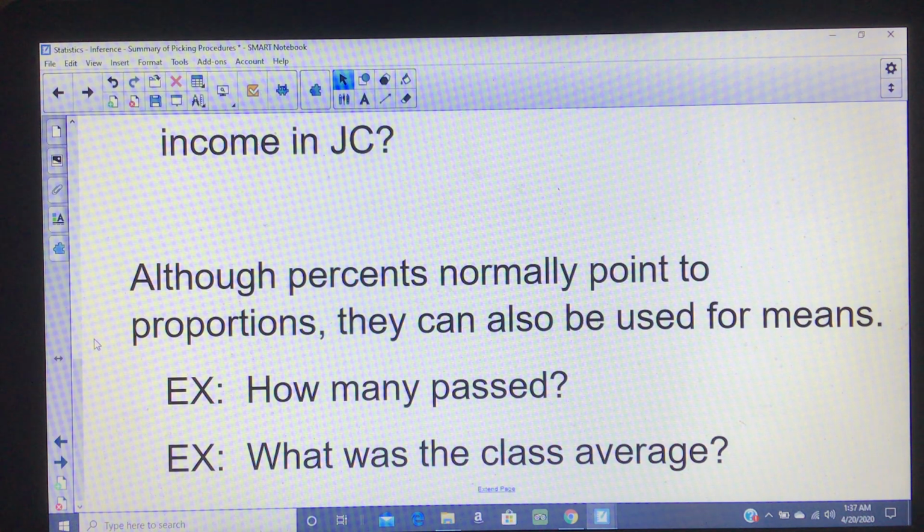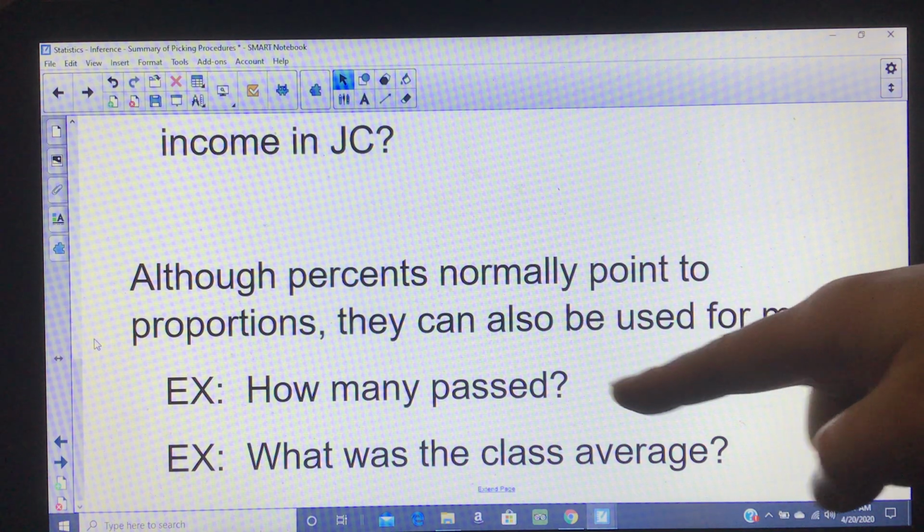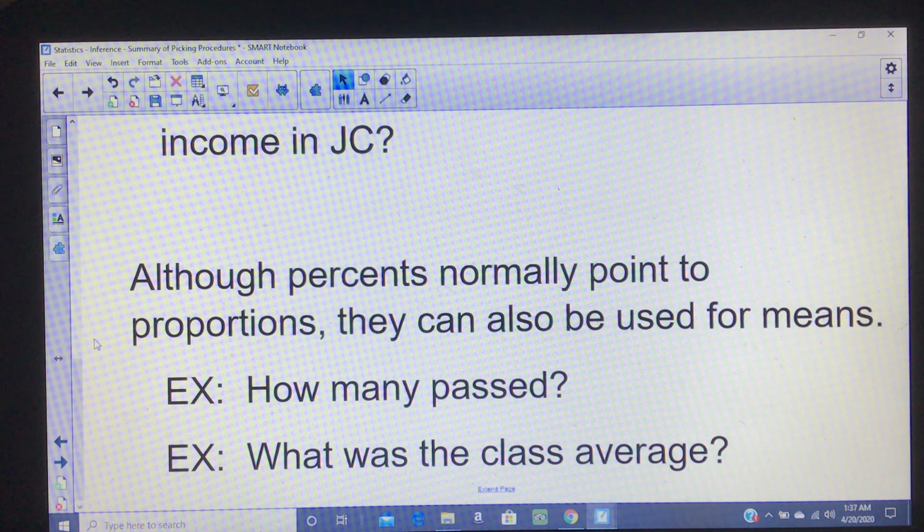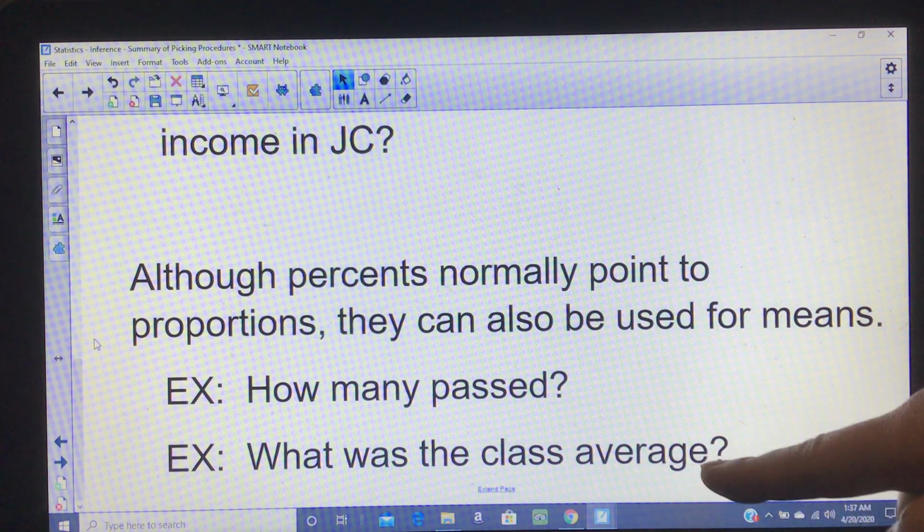So notice that this is asking a categorical question. Are you in the category that you passed or failed? And it doesn't really have to do with the percents on the grades. It has to do with the percent that fit that category. Now, the second question would be handled with means.